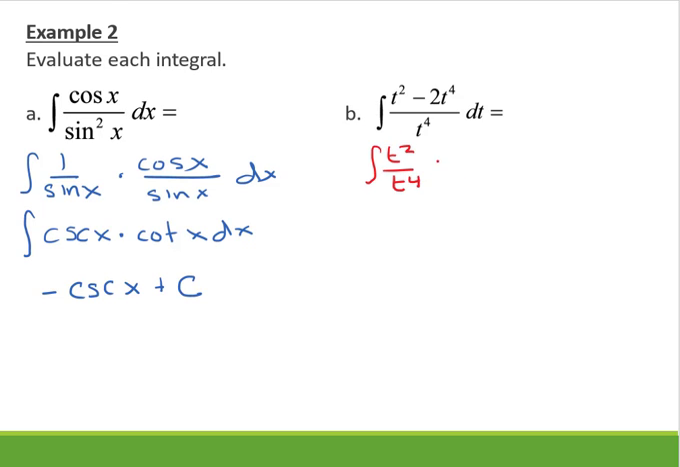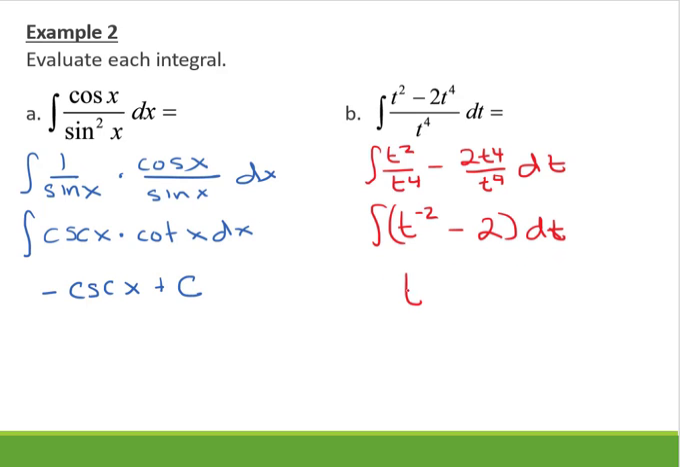And then I'm going to write this with a negative exponent. I'm going to simplify that to just 2. So now I can take the antiderivative of this. Adding 1 to your exponent, ooh, this is a fun one, negative 1 over your new exponent, minus 2t, and don't forget your plus c.